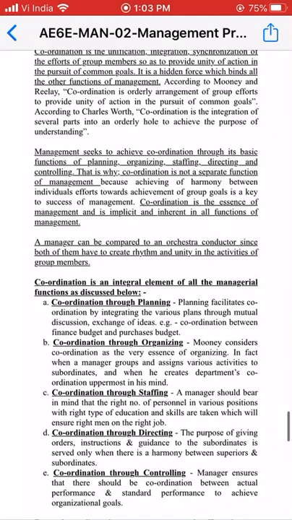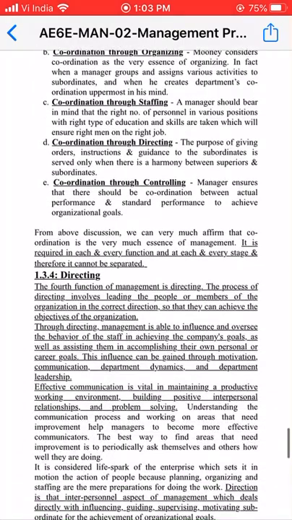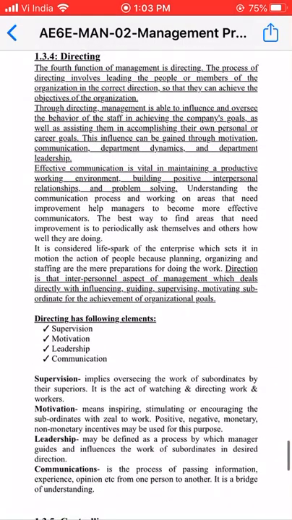So coordination, actually, it is nothing but an integration of several parts, or integration of all your ideas, all your plans, to achieve the final goal or final objective of the organization. Then next one is directing. So we will see the directing.